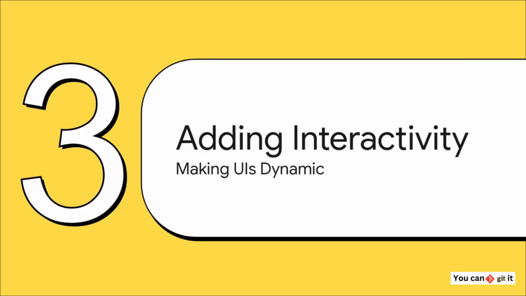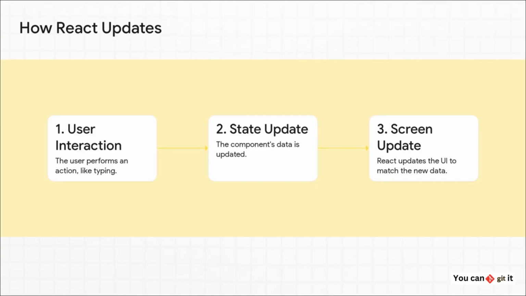Okay, so we can build static interfaces with our Lego bricks. That's cool. But how do we make them come alive? How do we handle clicks, typing, and all the things users actually do? Well, that brings us to interactivity. The flow is actually really simple. A user does something, like typing in a search box. This action updates something called state. You can just think of state as the component's memory. And the second that state changes, React automatically and super efficiently redraws the user interface to show that change. That's it. That's the whole magic trick.